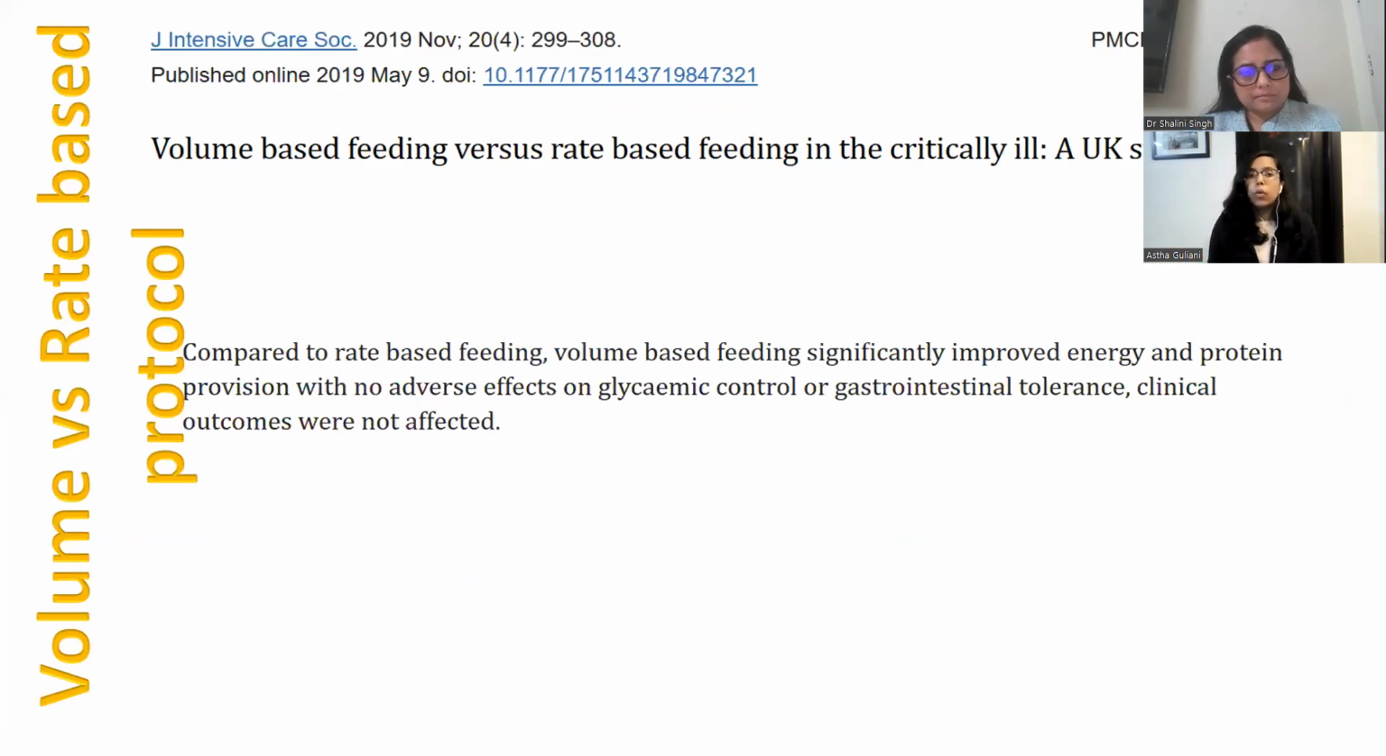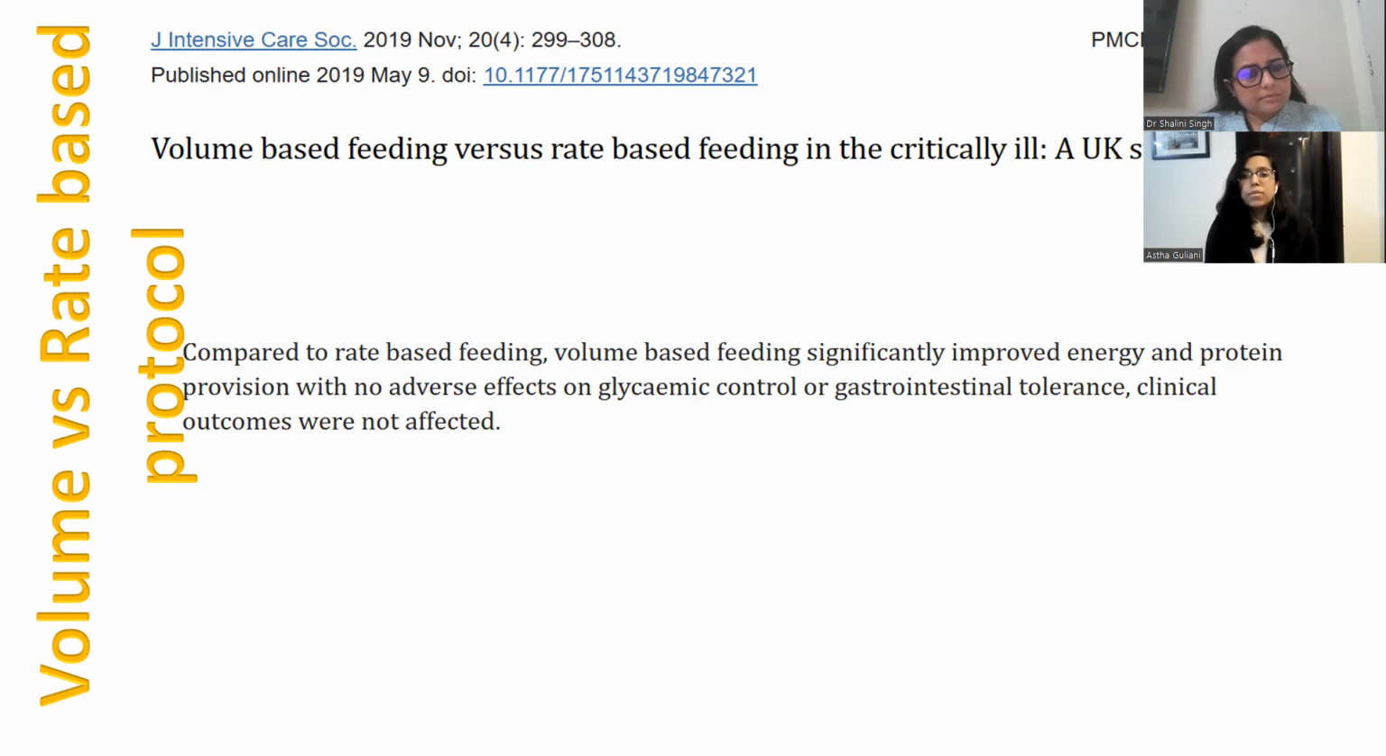Now, what is volume-based feeding and what is rate-based feeding in a critically ill patient? For any patient in the ICU, we need to fix a flow of nutrition and the timing of nutrition. For example, if for my patient I fix that she has to be given 50 ml per hour, that is the flow that needs to be given, and I fix the duration that for the first 16 hours of the day she can be fed, and in the next 8 hours at night she won't be fed.